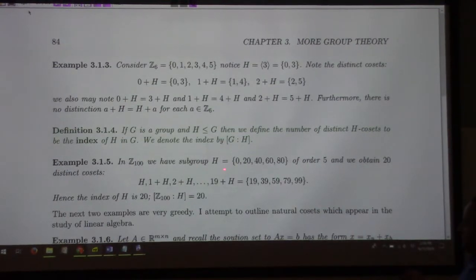Here in Z100, we have the subgroup of order 5 generated by 20, or 60, I guess. And as you can see, well, partly see, there are in fact 20 distinct cosets, ranging from the subgroup to 1 all the way to 19. Again, you can see Lagrange's theorem in action. There are 20 cosets because 100 divided by 5 equals 20. 20 distinct left cosets. The index of H is 20.